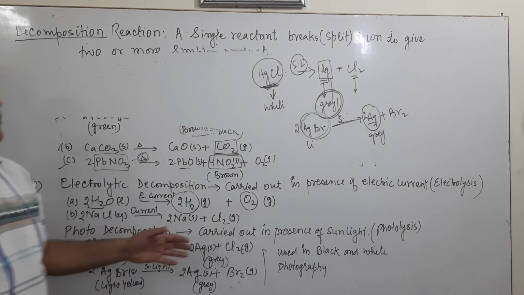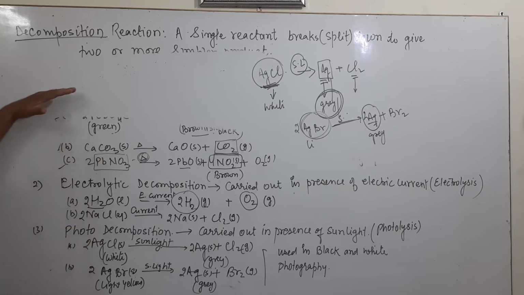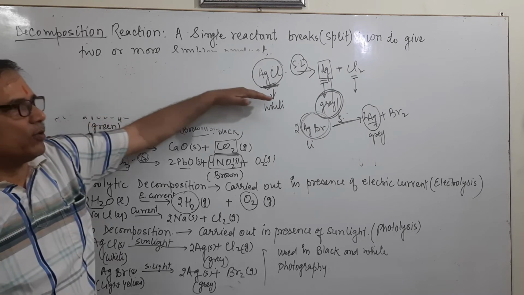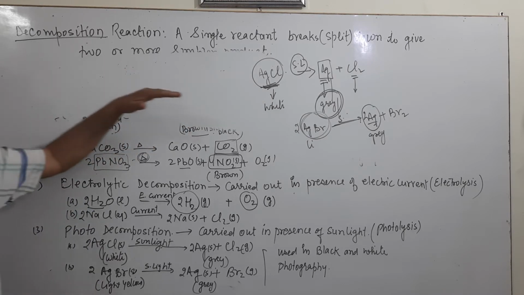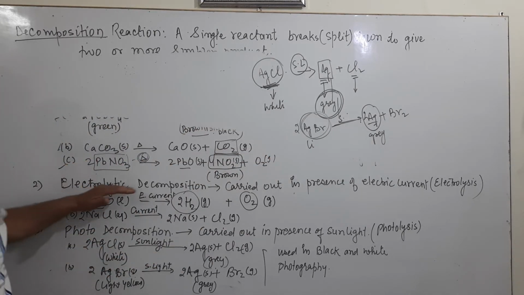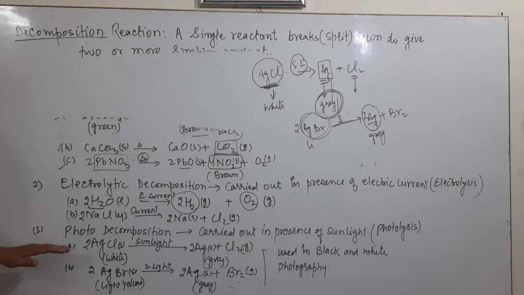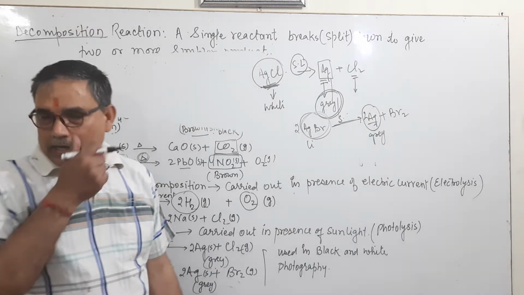These are the different types of decomposition reaction. First is thermal decomposition which takes place in presence of heat, जिसे हम क्या बोलते हैं? Thermolysis. Second is electrolytic decomposition, which is known as electrolysis. And third is photo decomposition, which is known as photolysis. These are the decomposition reactions.